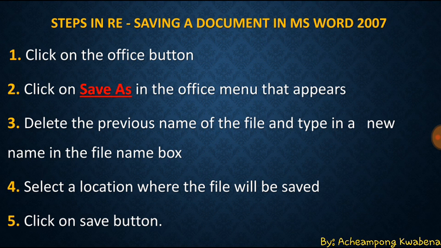The next one, you delete the previous name of the file and type in a new name in the File name box. So here we are saving under a different name. So you erase the first name that was typed when saving the document for the first time and type in a new name. Then four, you select a location where the file will be saved. Then the last one, you click on the Save button. So these are the steps involved when one wants to save a newly created document or to rename an existing document file on the computer.